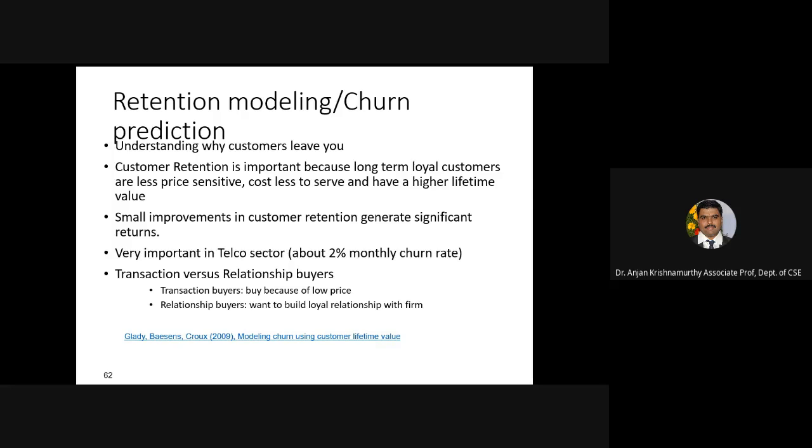Either you can improve the transaction or you can improve the relationships, right? If you try to improve the relationships, the profit for that particular company will be low. If you try to improve the transaction, the number of relations or the number of long-term, loyal customers will be low. So there is a trade-off that you have to maintain between transaction buyers and relationship buyers, right? And that is what the retention model or the churn prediction model talks about.